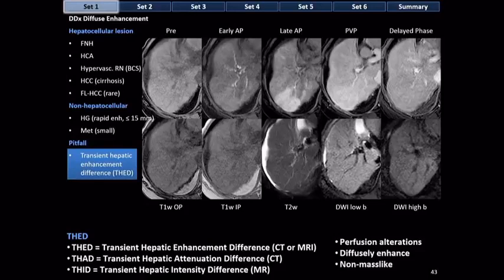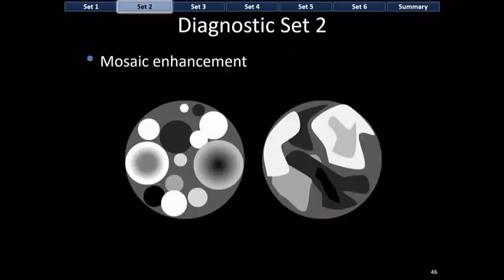Okay, so now we can congratulate ourselves that we finished diagnostic set number 1, and we will now march much more rapidly through diagnostic sets 2 through 6. So if you survive diagnostic set number 1, I think we're home free.